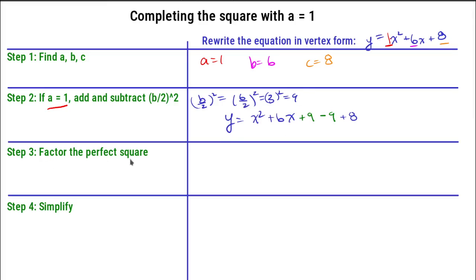Next step, we factor the perfect square. So this comes from looking at these first 3 terms in our new expression, x squared plus 6x plus 9. This is a perfect square pattern. That's exactly why we chose this weird looking b over 2 squared. It makes this a perfect square here. It looks like y equals x, and then b over 2, x plus b over 2 is x plus 3. So that same 3 that we had here, squared. And then we have minus 9 plus 8 left over.